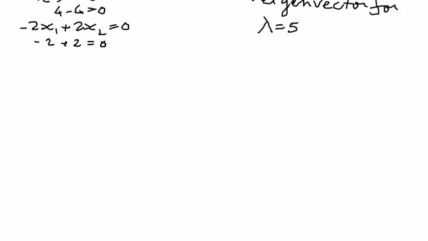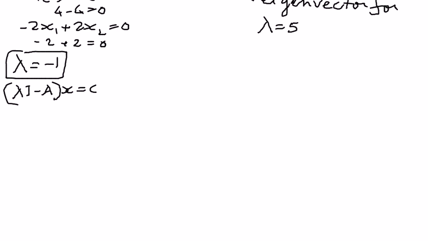So to find the eigenvector for the eigenvalue, let me write this a little better. This is the second condition. When lambda is equal to negative 1, we want to find the corresponding eigenvector. Let us try that. Here again, the homogeneous equation we have is lambda I minus A times x is equal to 0, right?